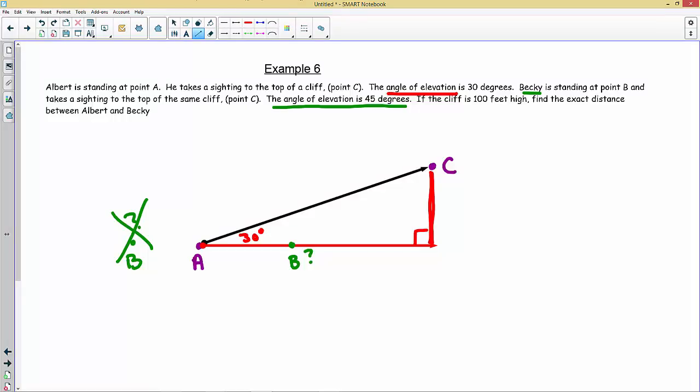looks up at a 45-degree angle. Let's use a different color for Becky. Okay, so Becky looks up at a 45-degree angle, and that means here, 45 degrees. Okay? If the cliff is 100 feet high, find the exact distance between Albert and Becky. Ugh, that doesn't look good, right?